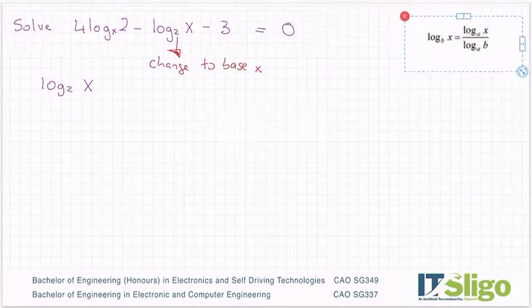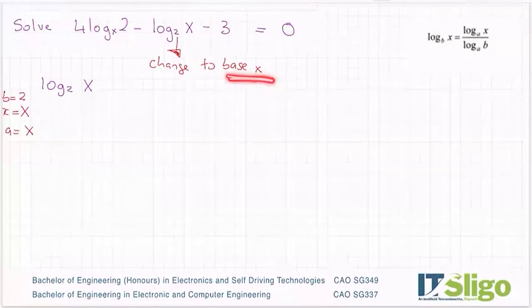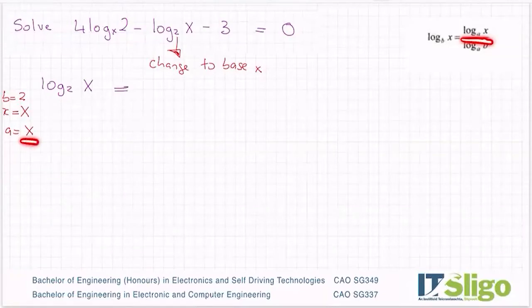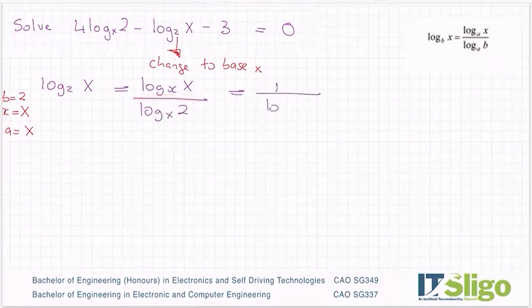Let's get the rule. Let's map, okay? My b is my base number, and x is x, okay? So b is my base number, and little x is equal to x, and a is my new base number. It's what I want to change it to, okay? So let's change it here. I've log to the base a of x, so log to the base x of x is what I have with my figures. Over on the bottom, log to the base a of b. So log to the base a of b. Log to the base x of x is 1 over log to the base x of 2. Okay, so let's sub it in.